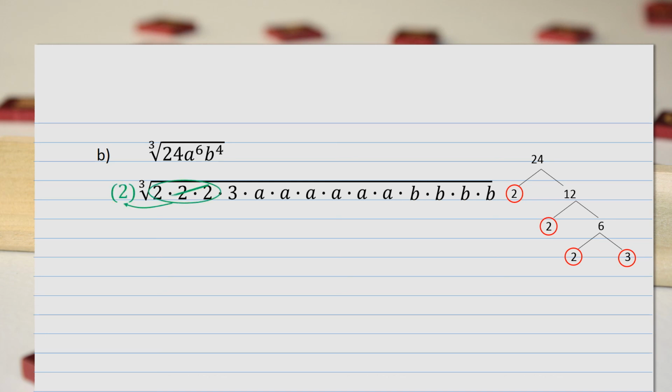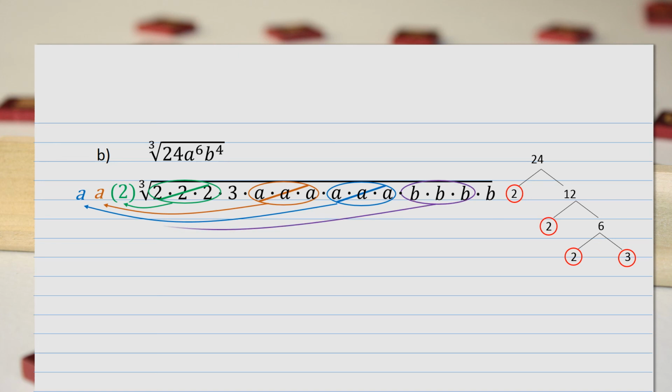You should have found a set of 2's, a set of a's, another set of a's, and a set of b's. And so on the outside, you have b times a times a times 2, and under the radical, you still have a 3 and a b. So for your final answer, you should have found 2a squared b times the cube root of 3b.